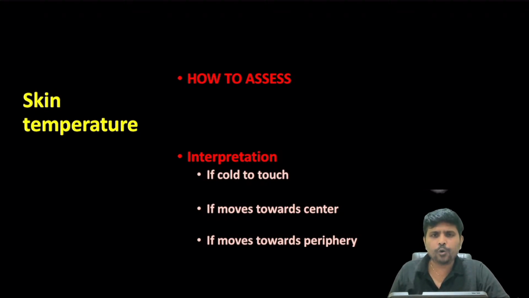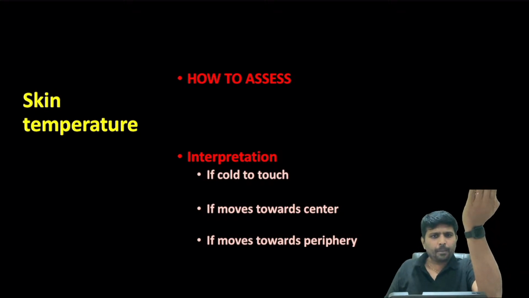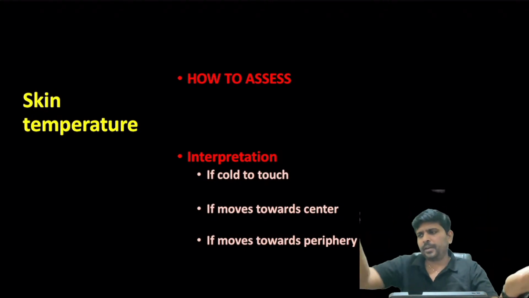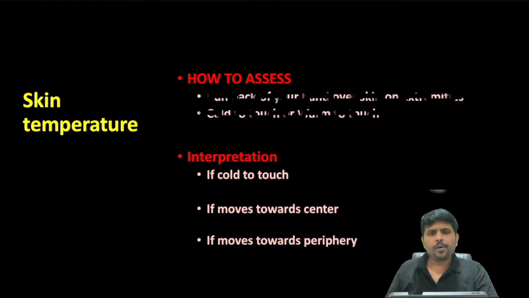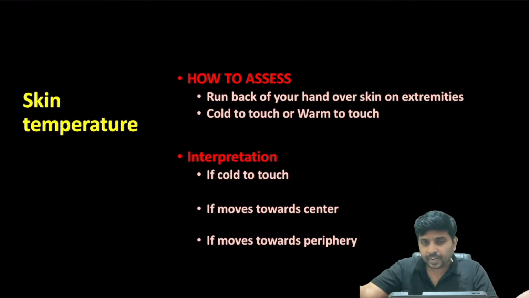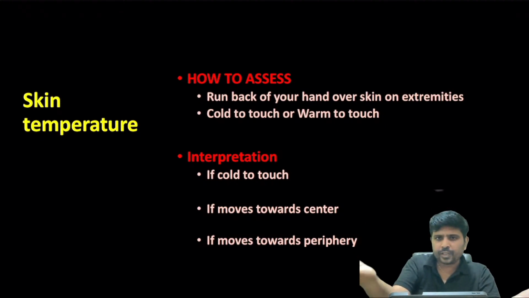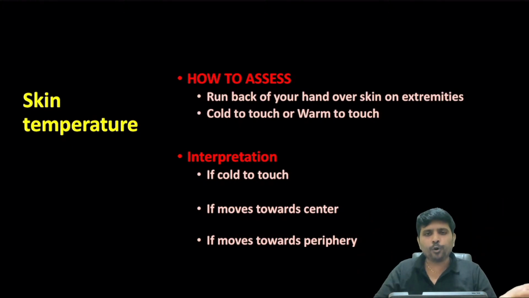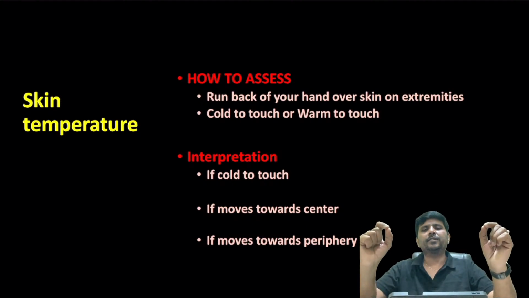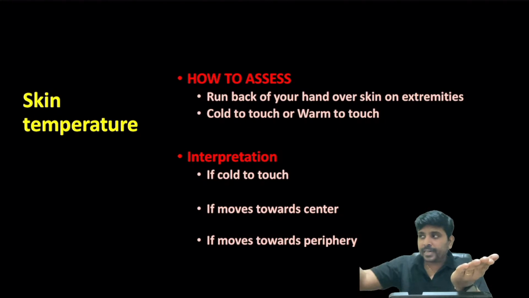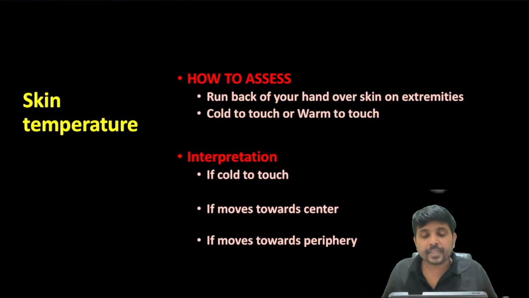Finally, skin temperature. How to assess? Keep one hand over the abdomen and another hand over the ankle. Then run the hand which is over the legs gradually. If both are warm, it means that the circulatory system is working properly. But if the thigh is warm but the ankle is cool, what does it mean? There is shock, there is peripheral vasoconstriction.